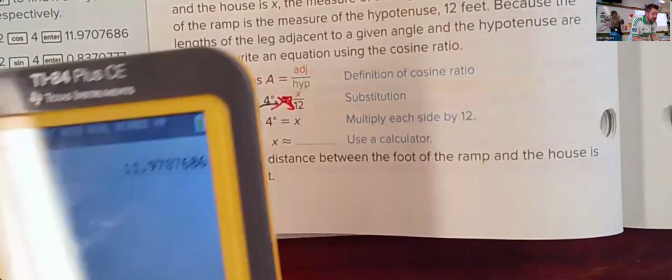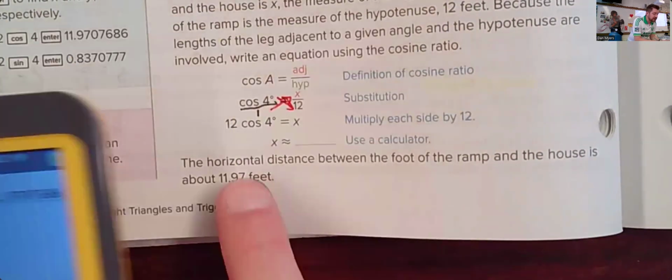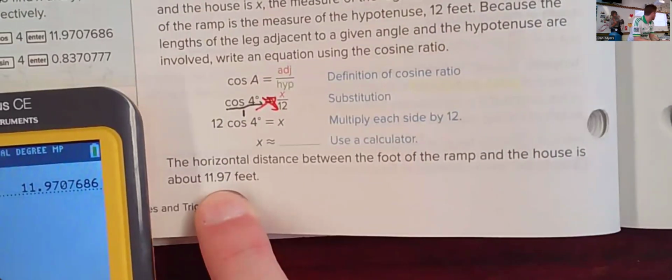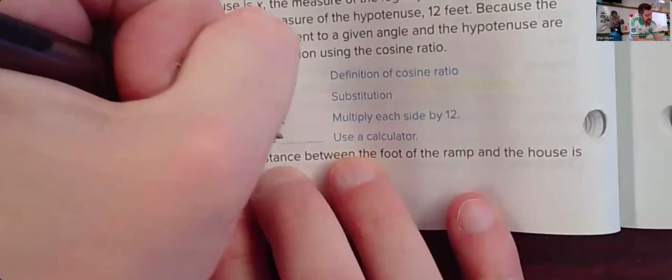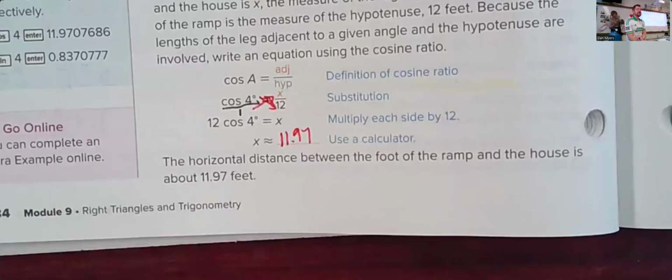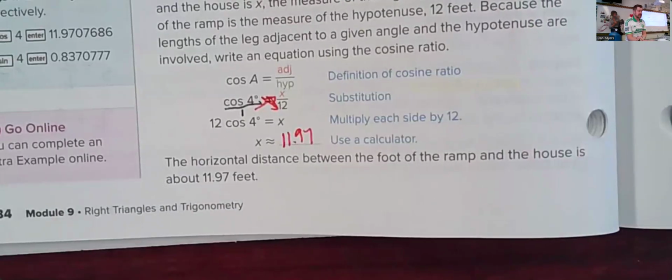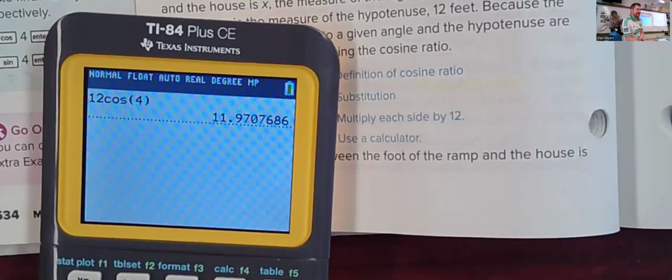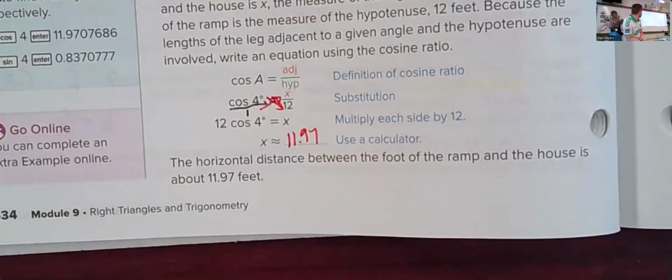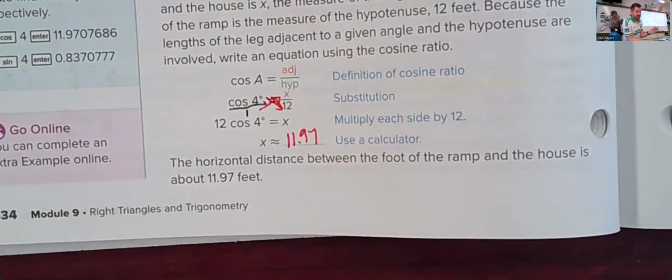And so the answer here, 11.97 feet, which is exactly what we get on our calculator. So 11.97. You'll always use your calculator to figure out the answers to these because, well, we don't have any other way of doing it, frankly. So that is it. Cross multiply, solve. Sometimes you need to divide, sometimes you don't.